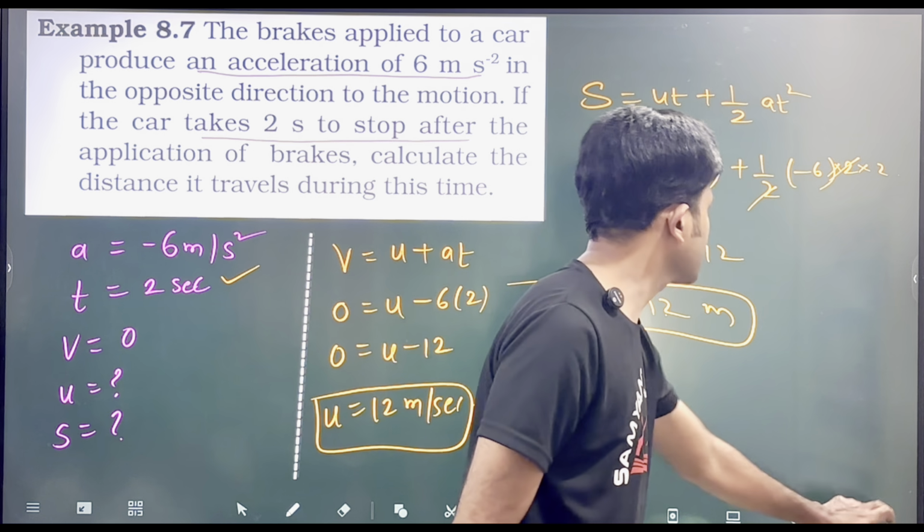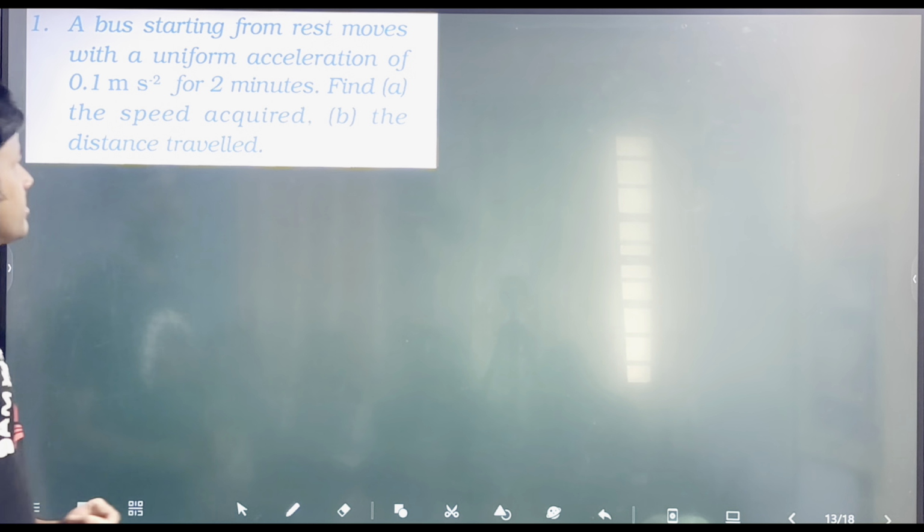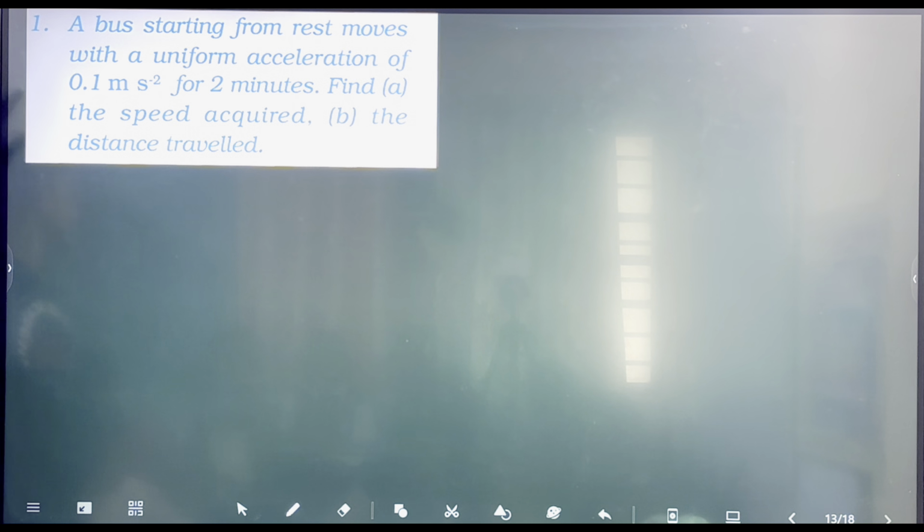Okay, and the next question we have here: a bus starting from rest moves with a uniform acceleration of 0.1 meter per second square for 2 minutes. Find the speed acquired and the distance traveled. So pause the video, just try this.